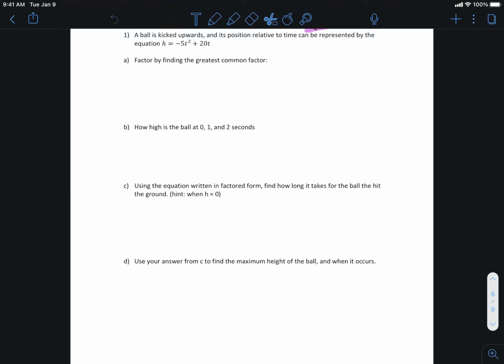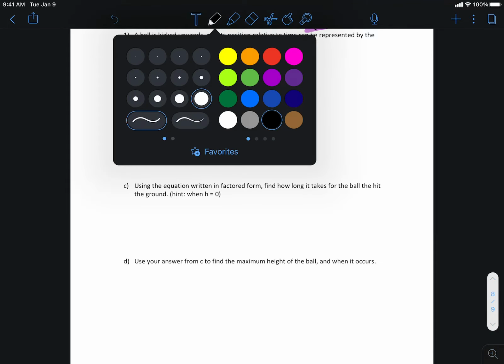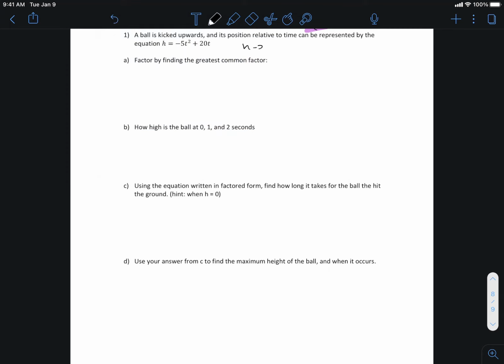Okay, so a ball is kicked upwards and its position relative to time can be represented by the equation h equals negative 5t squared plus 20t. Okay, where h is height, okay, and t is time. Okay, so we're going to factor this.